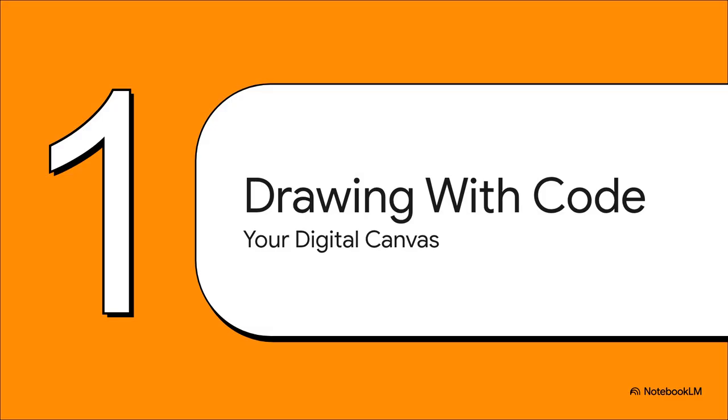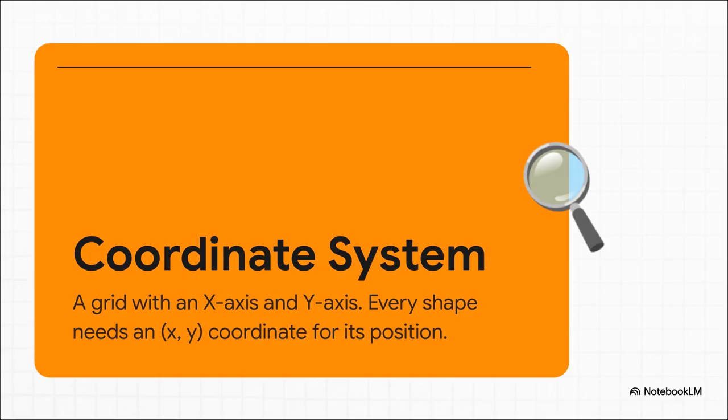Okay, so first things first. Before an artist can paint, they need a canvas, right? Well, in the coding world, our canvas is a digital grid. And to draw on it, we need to understand its layout. This is the absolute bedrock of everything we're about to do.